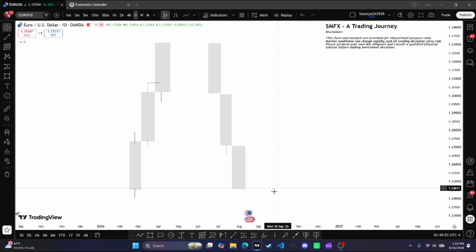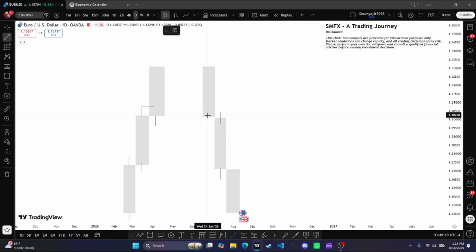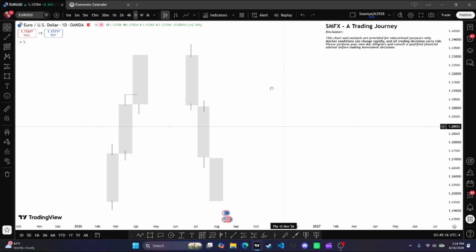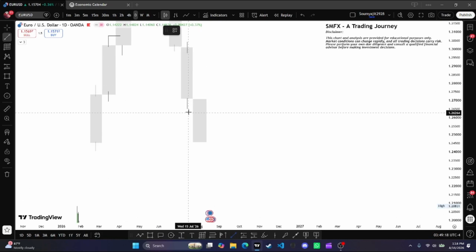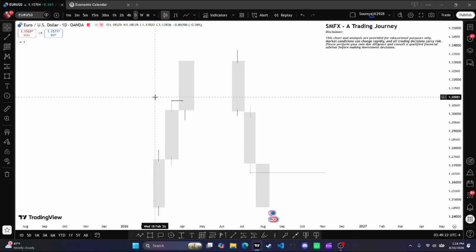For the bearish case, we would like to see that same thing for the lows. So it must close below this low to say that this is a bearish fair value gap, and it must close above this high to consider that this is a bullish fair value gap.